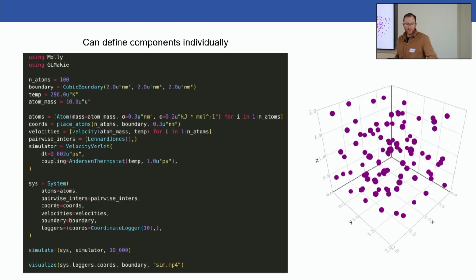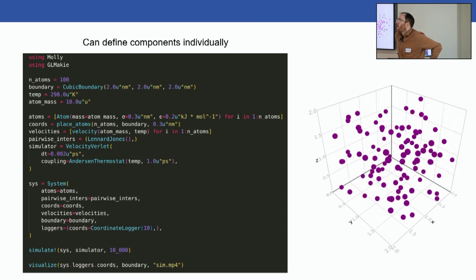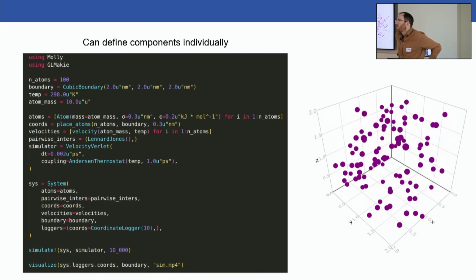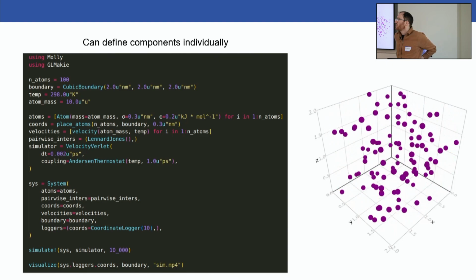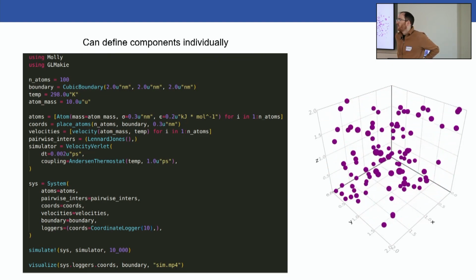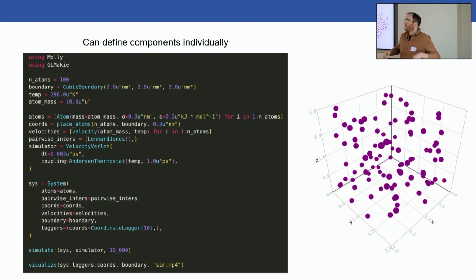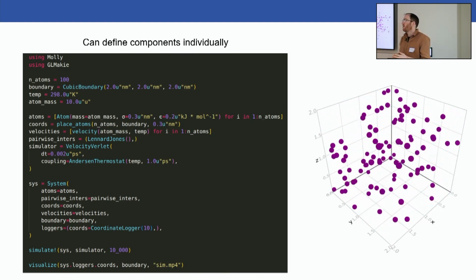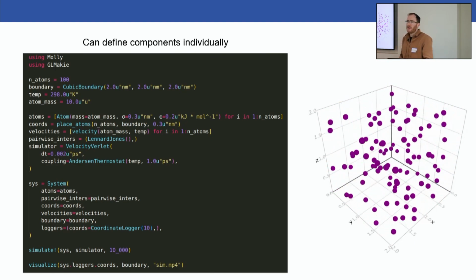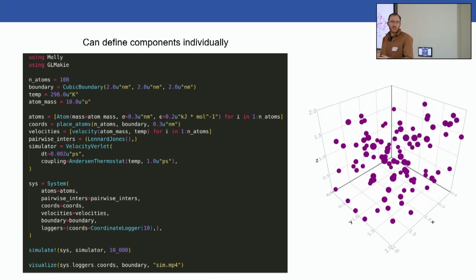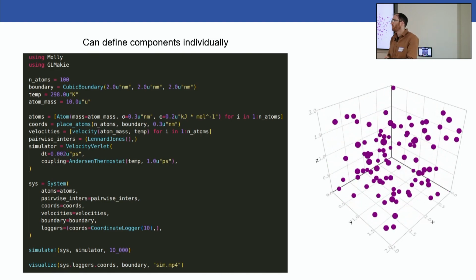So just to give you an idea of how the code looks, you can define components individually. Here we just set up a boundary condition, set a temperature, and you can see there the example of the unit-full quantities, just annotated on the end of the floats. And then you set up some atoms, some coordinates, some starting velocities. We want to simulate with Lennard-Jones, which is a simple pairwise potential, and then we just set up a simulator and press go, basically. And this visualize function gives you some quick and dirty visualization built on top of GLMakie.